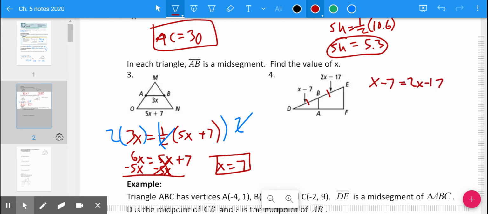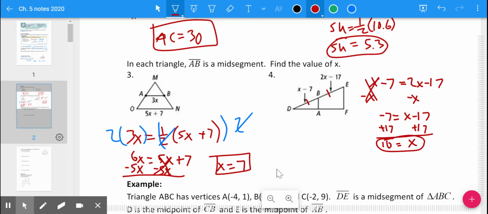So slightly different problem, so slightly different way to solve it. But now that we have it set up, we can solve, get x alone. We have negative 7 equals x minus 17, and then I can add 17 on both sides to get x by itself, which is equal to 10.